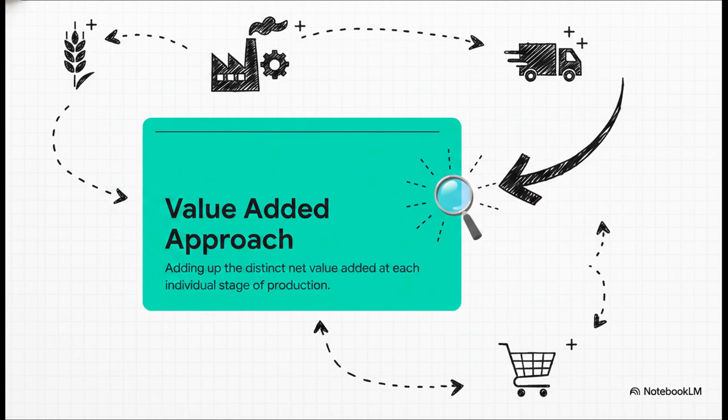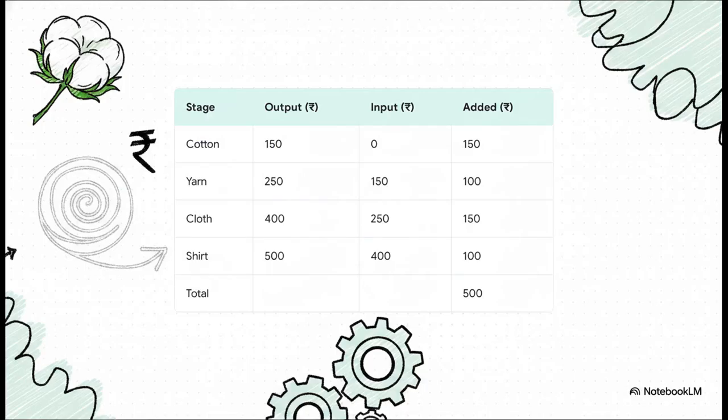Imagine tracking a piece of timber moving from a forest logger to a sawmill and then finally to a carpenter making a table. We only count the distinct net value added at each specific stage of that journey. We are constantly looking for the exact difference between the value of the output and the value of the inputs. Now, what's really interesting about this math is it breaks down perfectly no matter the material.